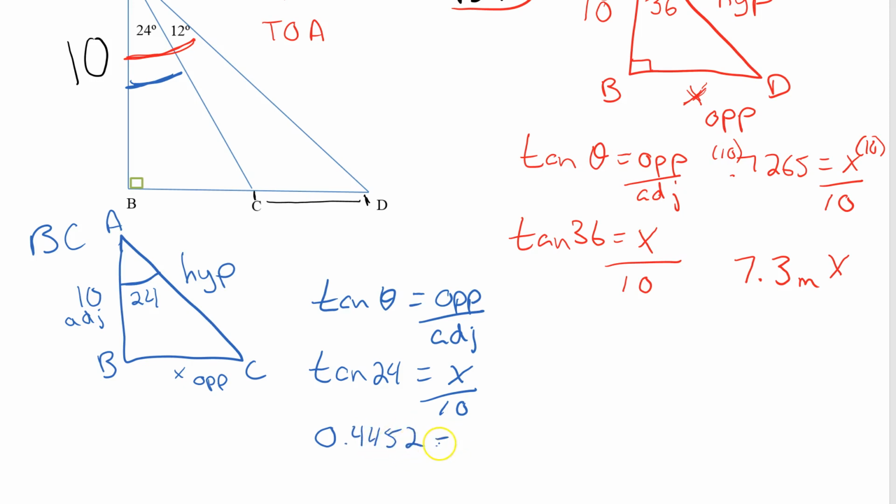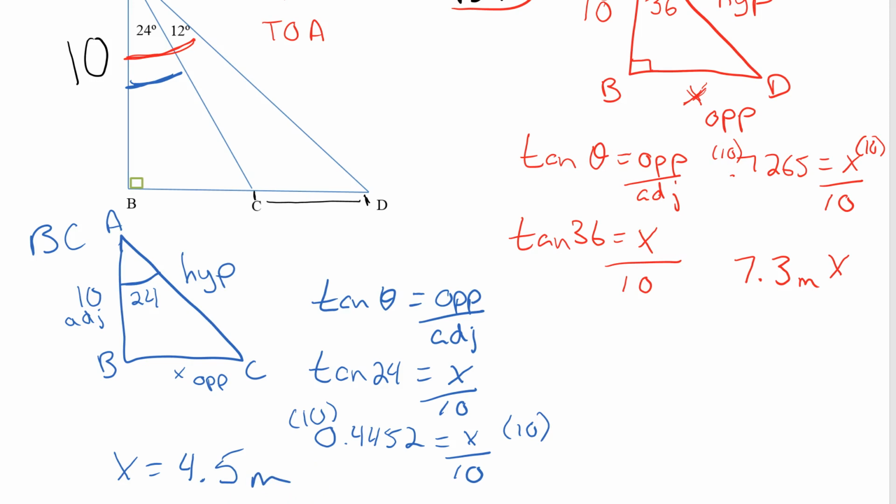0.4452 equals x divided by 10. And I'll solve by isolating the x, multiply each side by 10, and to 1 decimal place, my x is equal to 4. Well, you'd think 4.4, but you got to watch that the 4 rounds up to a 5, so 4.5 meters.